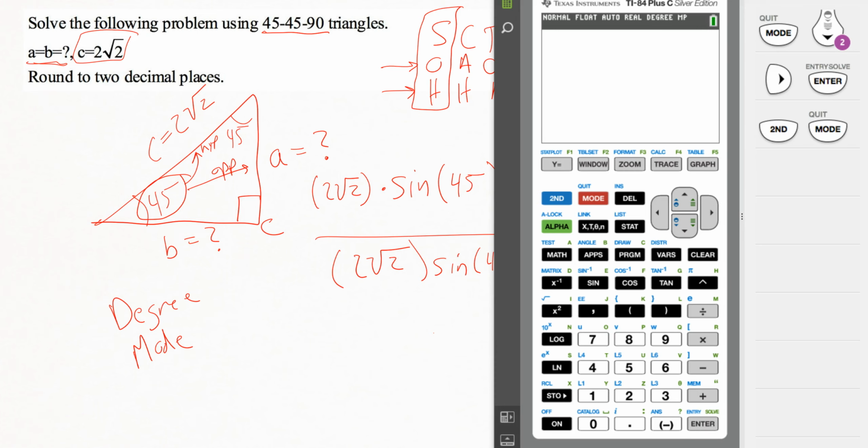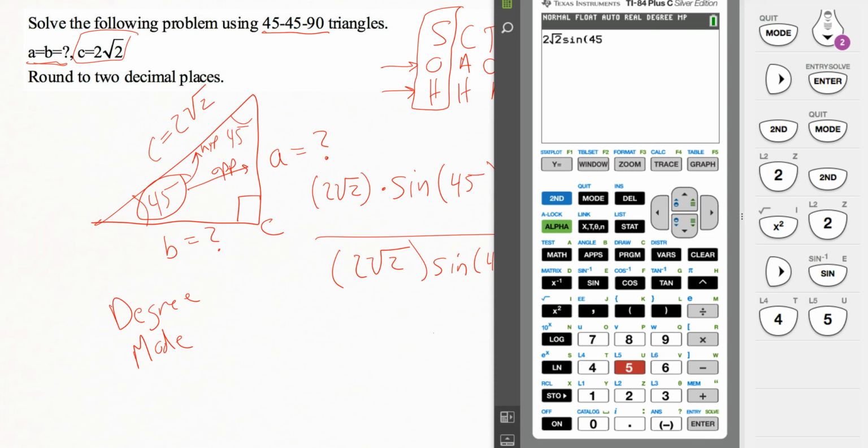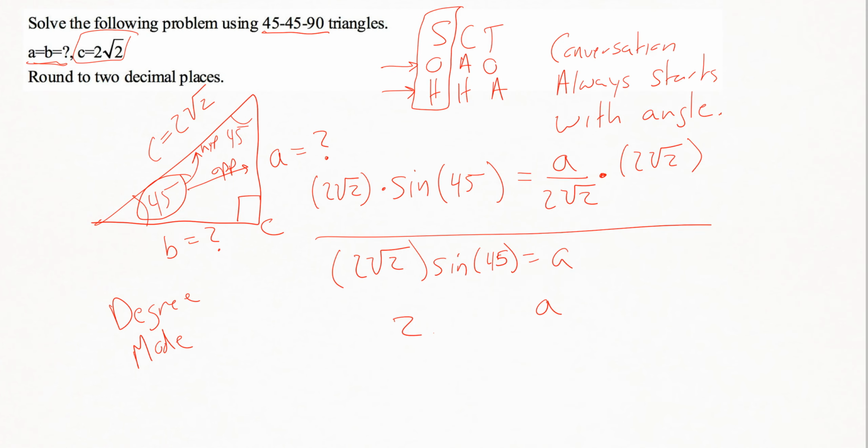And now I just want to type in that problem. So 2 square root of 2, and then push out and hit sine of 45. And then we hit enter. And it tells us that our answer is 2. So in this situation, A is going to equal 2. B also equals 2, but we just needed to find one of them.